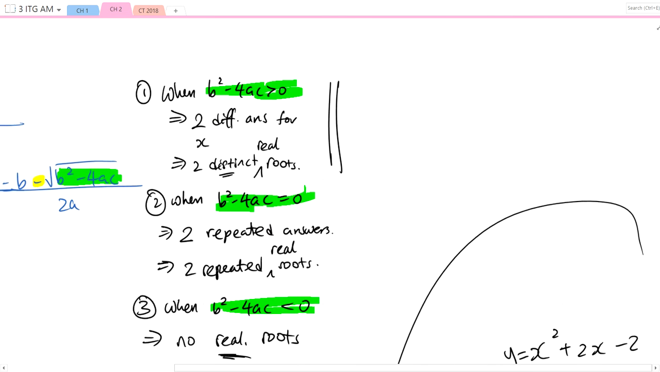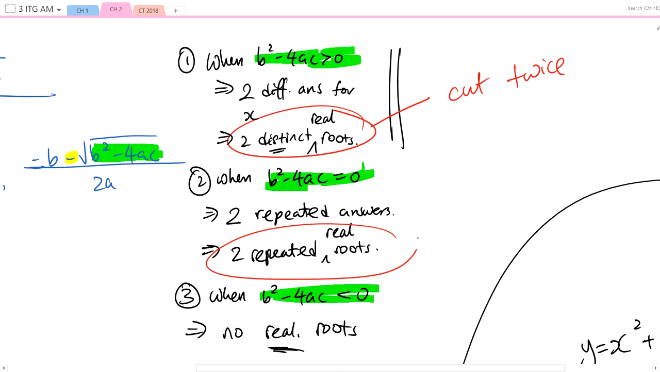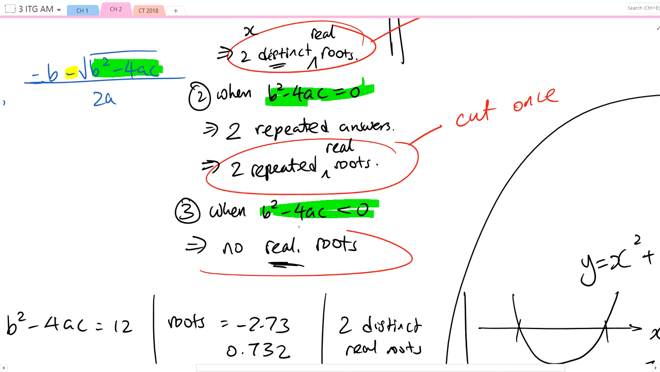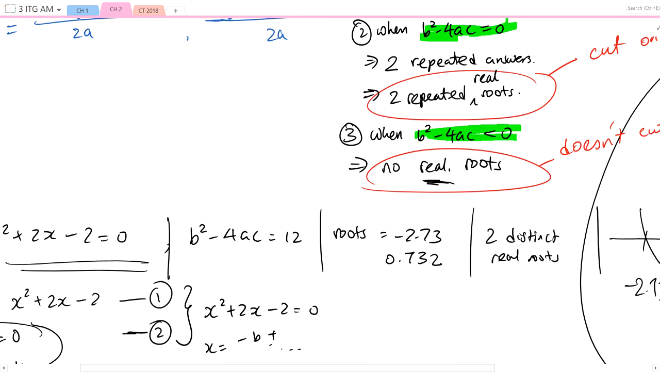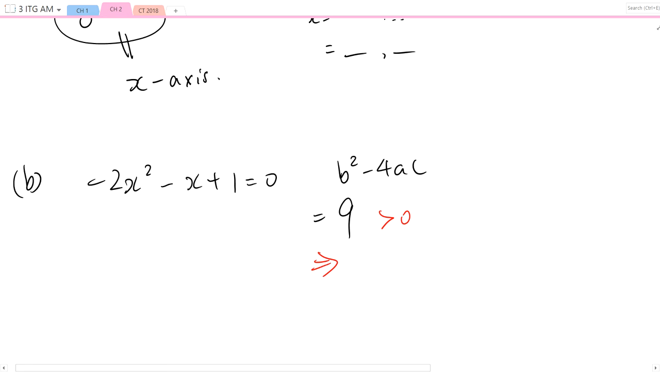If the green part is greater than 0, it means there are two distinct real roots. Okay? So you will cut twice. Two repeated real roots, cut once. No real roots, doesn't cut. Okay? Cut what? Later I tell you. Okay, so here we've got 9, which is positive.